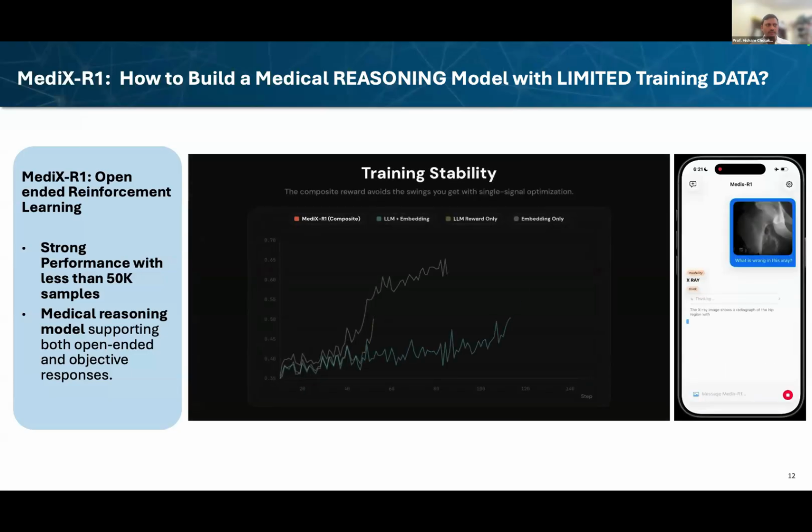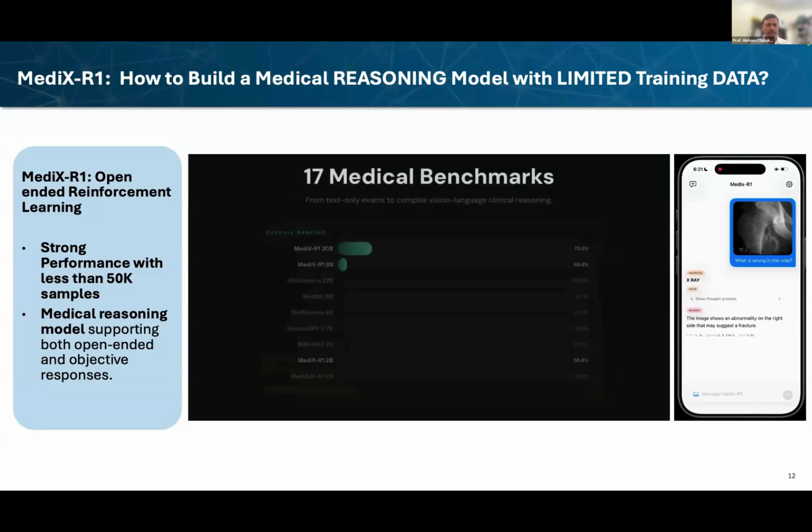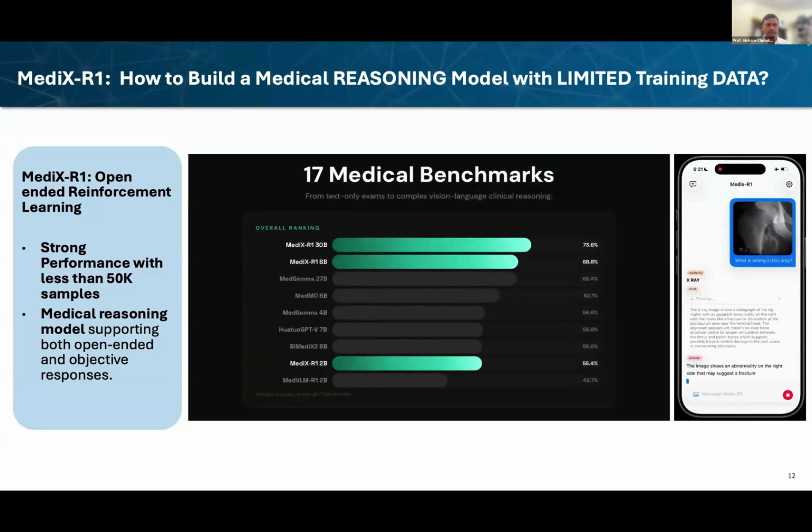That same composite reward also stabilizes training, avoiding the swings you get with single-signal optimization. This isn't limited to one task either. We tested across 17 medical benchmarks, from text-only exams to complex vision-language clinical reasoning, and saw consistent improvements over strong open-source baselines, especially where open-ended clinical answers matter most.